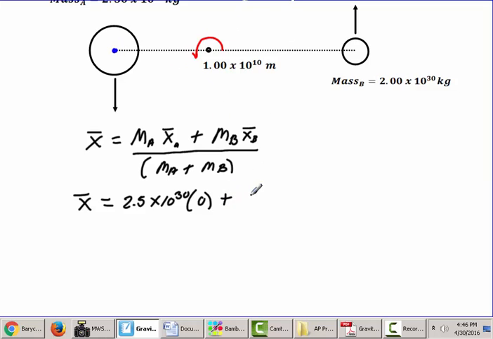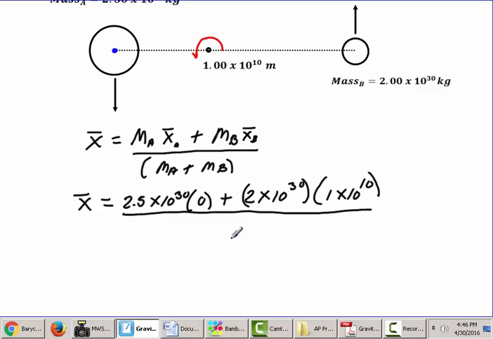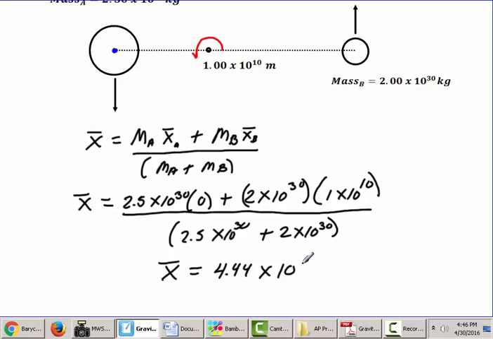All right, then I will do plus 2 times 10 to the 30th times the distance away, 1 times 10 to the 10th. Again, I'm neglecting my units here, so please make sure you get the units correct. I will divide it by 2.5 times 10 to the 30th plus 2 times 10 to the 30th. I will calculate that value, and when I do, I will get x bar is equal to approximately 4.44 times 10 to the 9th. So that means that this distance from here to here is going to be 4.44 times 10 to the 9th, which means this distance here is going to be 5.56 times 10 to the 9th.